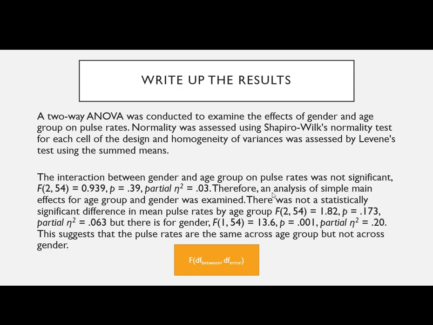Therefore, an analysis of simple main effects for age group and gender was examined. There was not a statistically significant difference in mean pulse rates by age group, which we found was F of 2, 54, 1.82, p is .173, partial eta squared, but there is for gender, and I report that out. This suggests that the pulse rates are the same across age group, but not across gender. That's a lot, but when you're doing your own analysis of variance or factorial analysis, you can just copy this and then fill in the numbers that correspond with your problem, with your project.